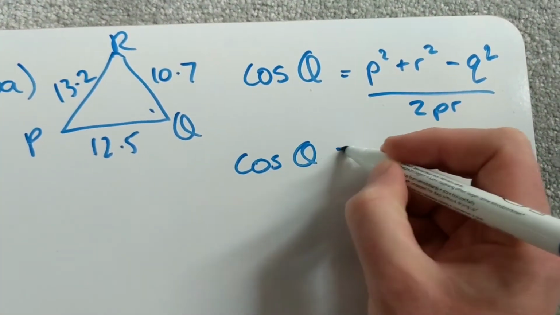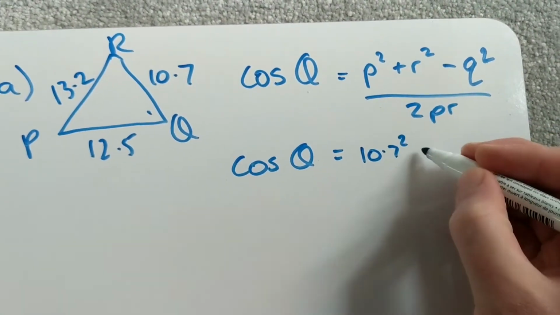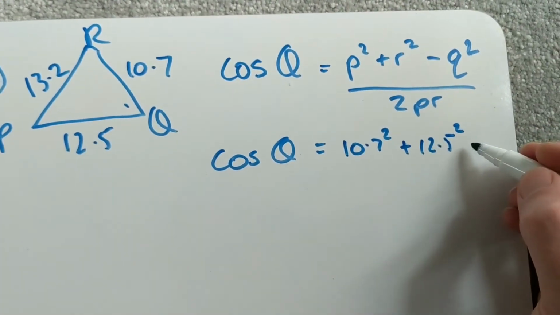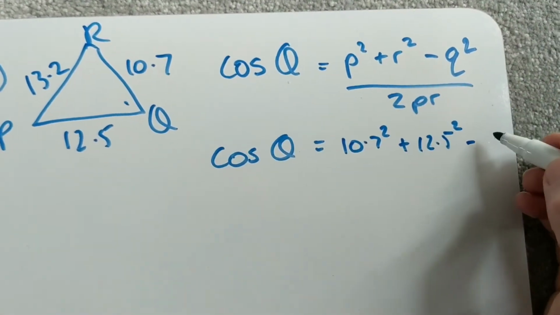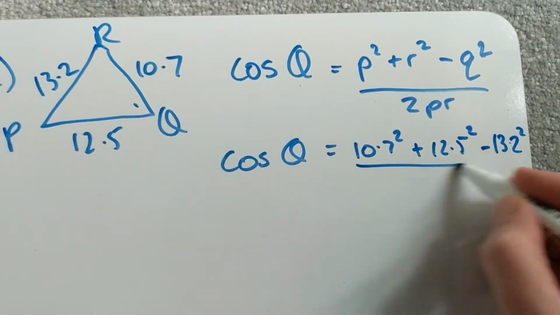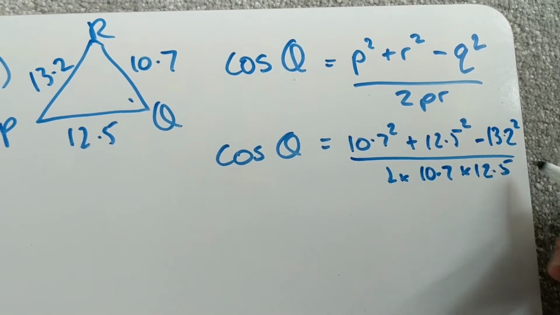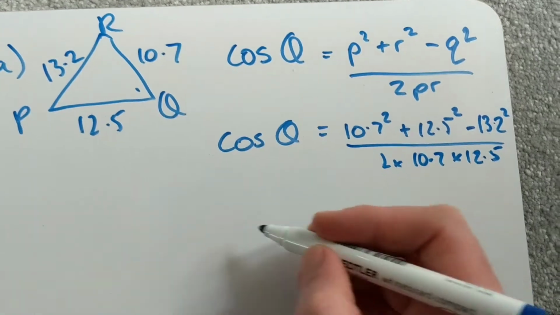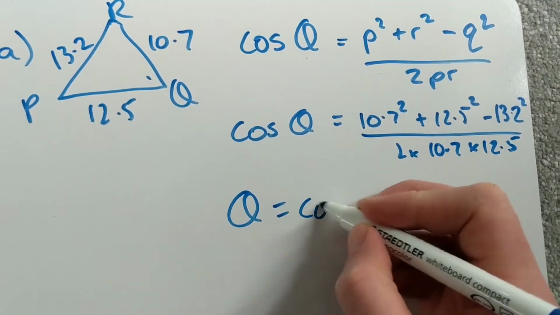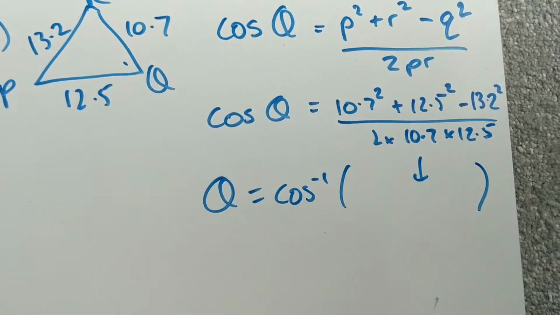So cos Q equals, with little p would be 10.7, square it, plus little r would be 12.5, square it, and then take away little q, which would be 13.2 squared. All over 2 times 10.7 times 12.5. Now to get the angle Q, because we've got cos Q here, to get Q we need to do cos to the minus 1 of basically everything that's in that fraction.